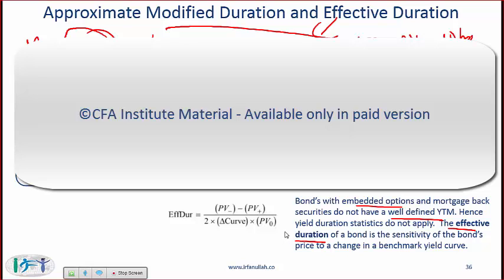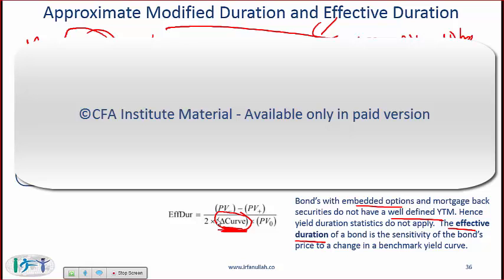And the effective duration is almost exactly the same as approximate modified duration, with one difference. Instead of using delta yield, we use delta curve. And delta curve refers to changes in the benchmark. So if the benchmark is LIBOR and LIBOR goes up by 10 basis points, that's what the delta curve stands for. So the curve is referring to a benchmark curve such as LIBOR. Other than that, the calculation is the same.